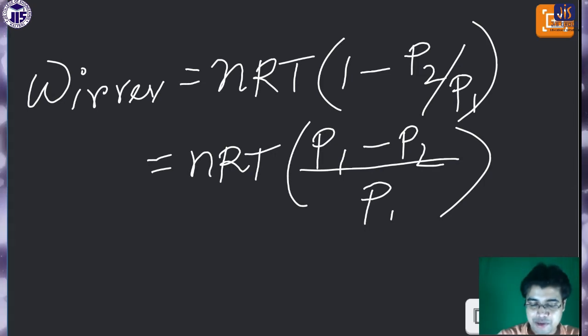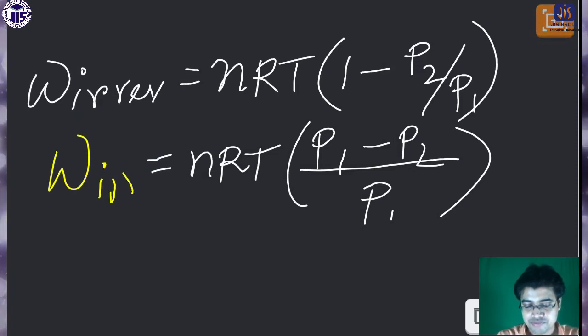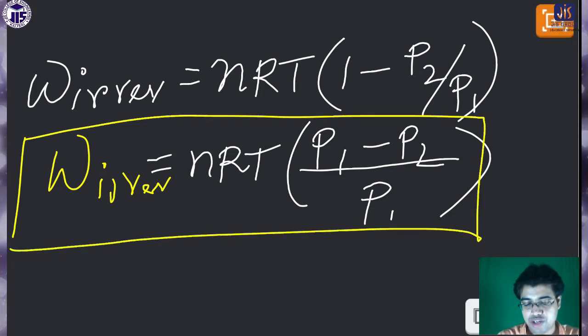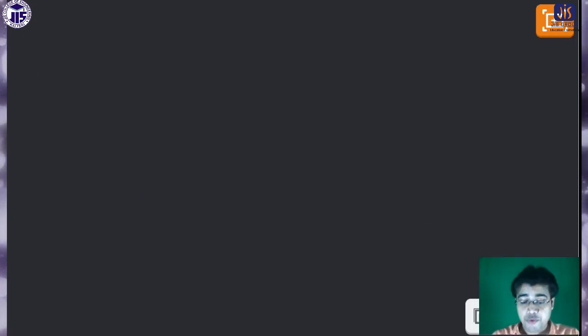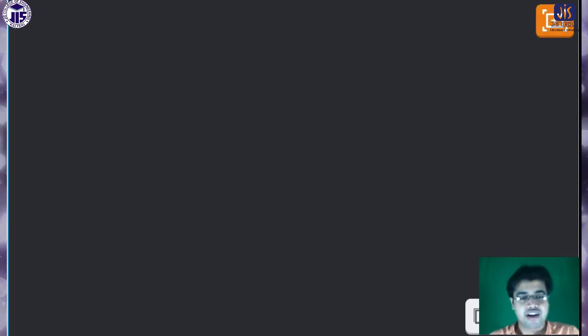So you have to keep in mind any of the two expressions. Okay, it is the W irreversible, equal to any of the equations you have to keep in mind, because this is the expression for the irreversible work, and this is very important to solve numerical problems. Okay, so now we will move to the specific heat.